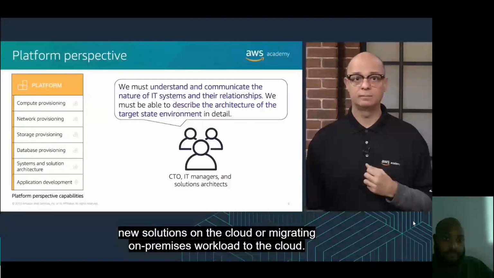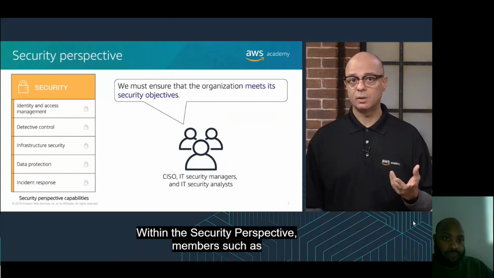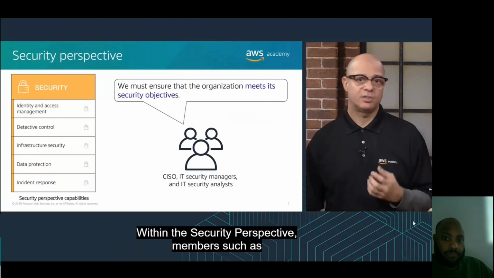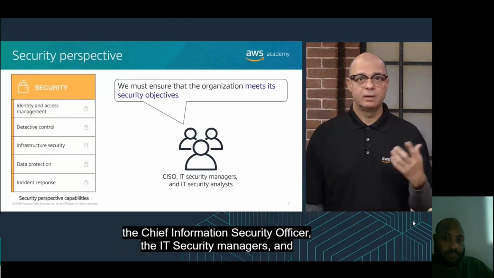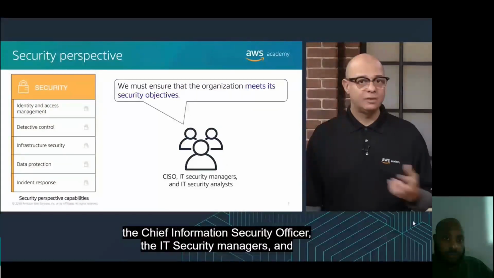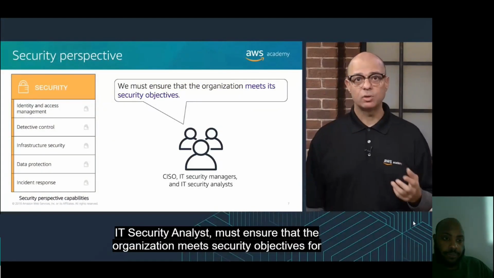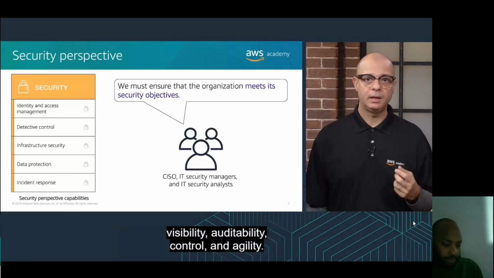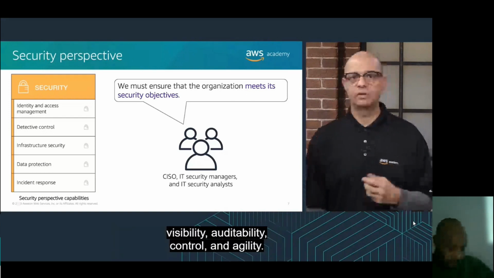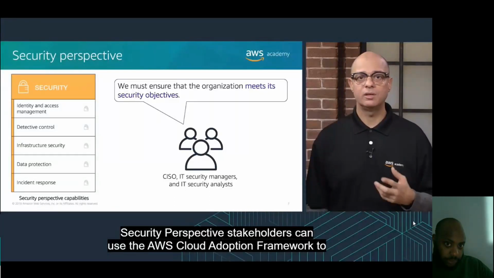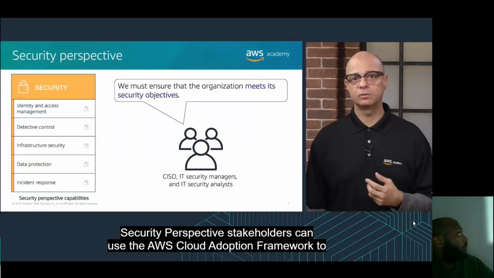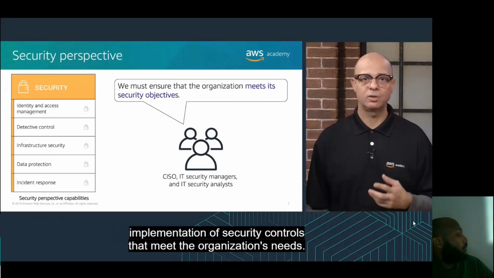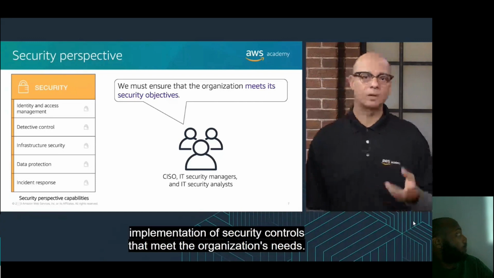Within the security perspective, members such as the Chief Information Security Officer, the IT security managers, and IT security analysts must ensure that the organization meets security objectives for visibility, auditability, control, and agility. Security perspective stakeholders can use the AWS Cloud Adoption Framework to structure the selection and implementation of security controls that meet the organization's needs.